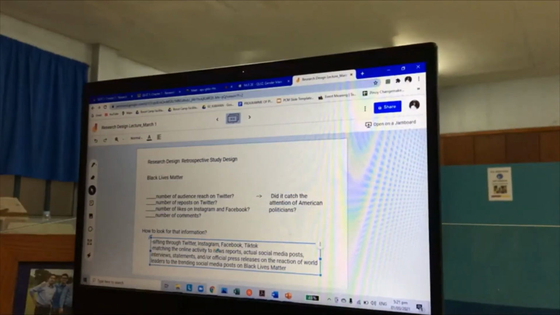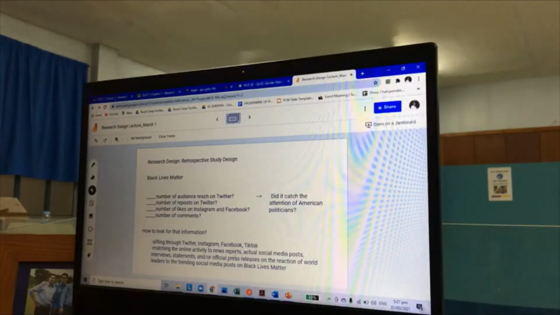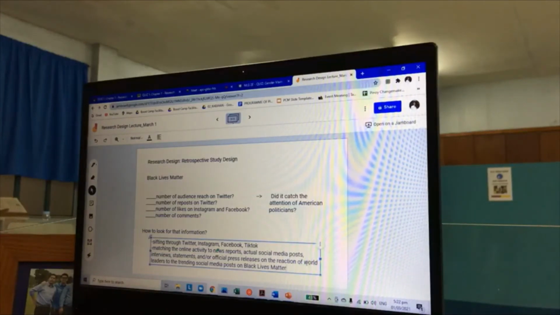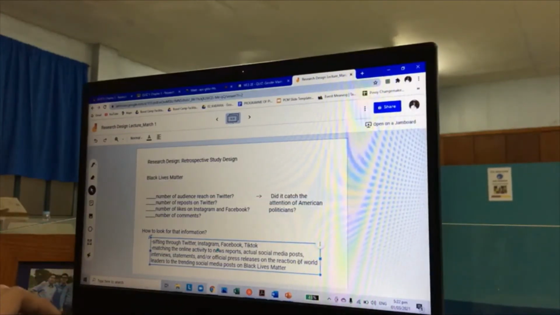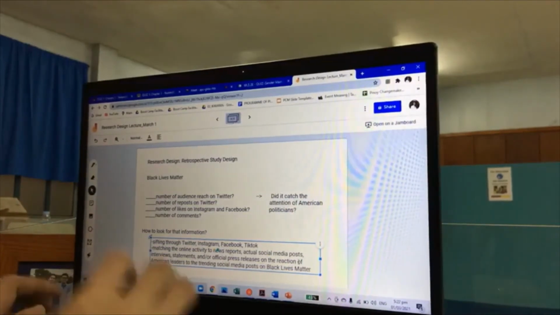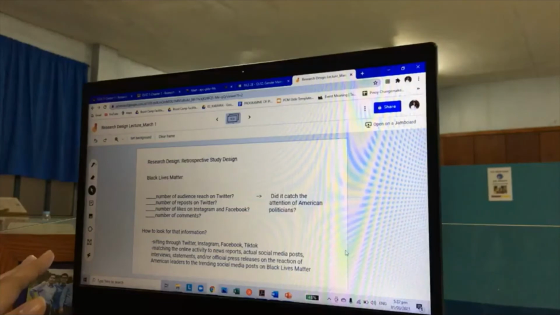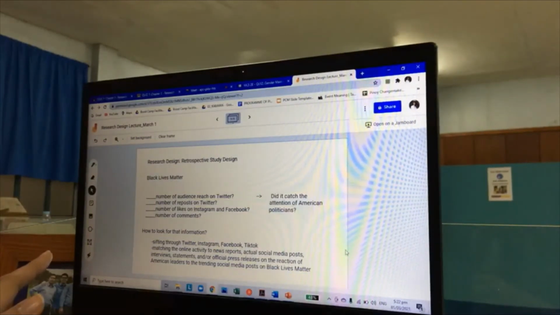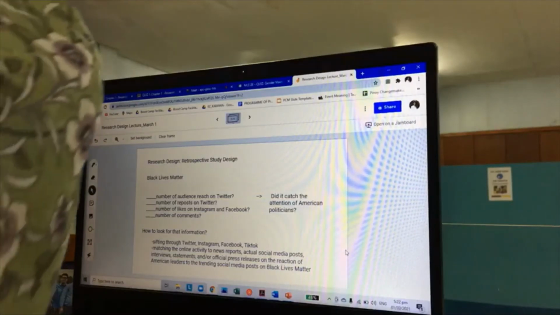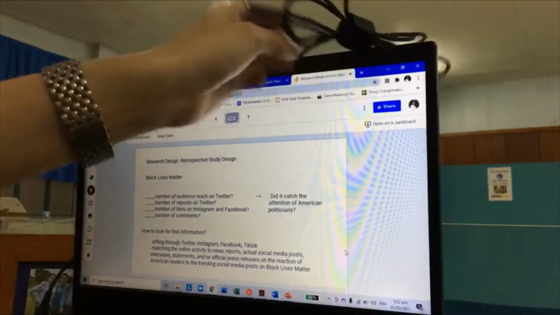Black Lives Matter. So daghan og ganahon ang researcher mag-research pa sa news reports kung unsay reaction sa politician, actual social media posts sa politician, interview gid mismo sa politician, statement sa politician, whether that is in the newspapers or kanang interview na like actual interview and or official press release sa politician on the reaction sa American politicians sa trending social media posts on Black Lives Matter. And then if nag-ingon yun ang politician nga yes, I am going to, if the politician himself or herself will support racial equality, so that is when you can really say nga naay power ang social media.